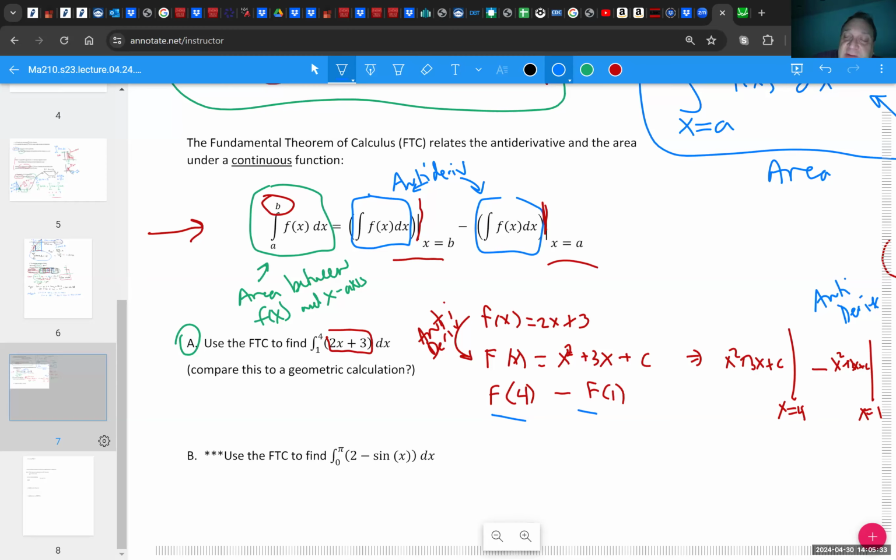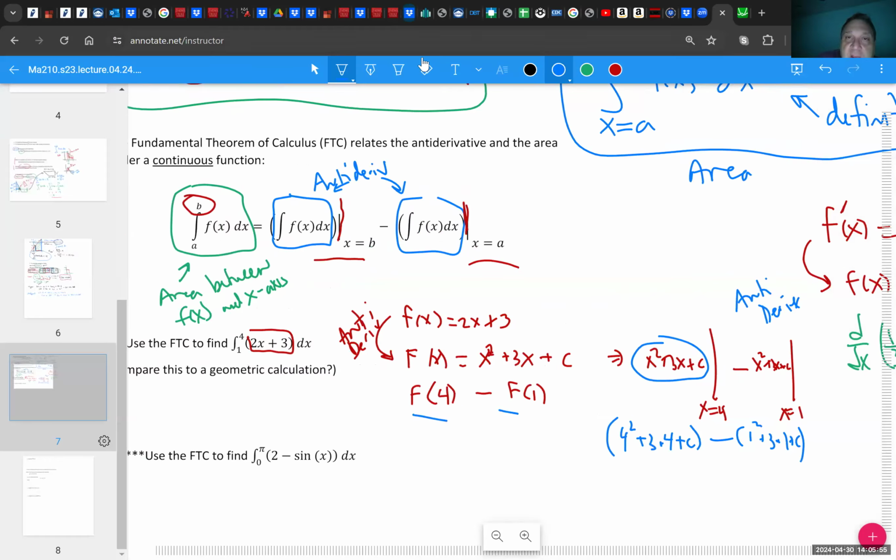So here we take this thing here and we plug in 4. So that would give us 4 squared plus 3 times 4 plus C. And then we subtract and we plug in 1. So that's 1 squared plus 3 times 1 plus C. I have a little bit of space there. Let's see if I can pull the screen over. There we go. So just make that a little more obvious what I'm writing down here.